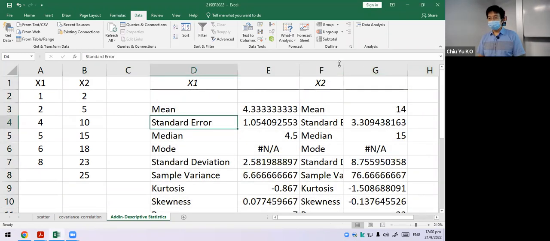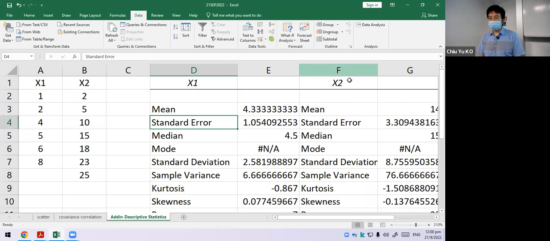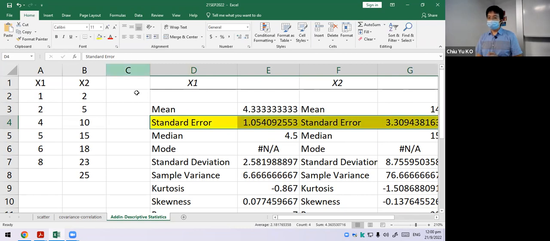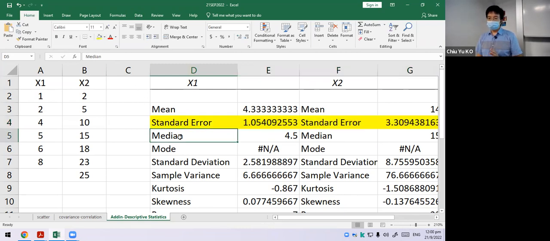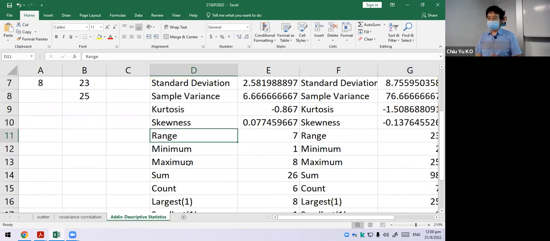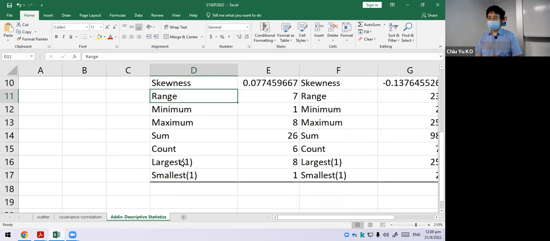The standard error is the thing we don't talk about right now. We will learn this when we go to topic 5, then you will know what's going on. So this one is something we don't really learn at the moment. But we know median, we know mode, we know SD, we know variance, we know kurtosis, we know skewness, we know the range, we know mean, we know max, sum and count, largest number and the smallest number. Actually, we don't need largest and smallest because we have maximum and minimum already.